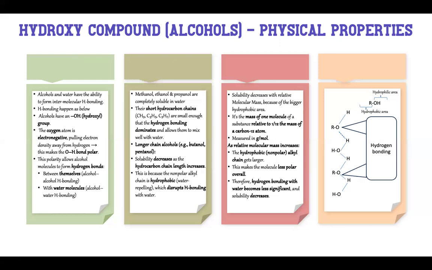Longer chain alcohols like butanol and pentanol, solubility decreases as the hydrocarbon chain length increases. And this is because the non-polar alkyl chain is hydrophobic, water repelling, which disrupts H bonding with water. Solubility decreases with relative molecular mass because of the bigger hydrophobic area, and it is the mass of one molecule of a substance relative to 1/12 the mass of a carbon-12 atom, and it is measured in grams per mole.